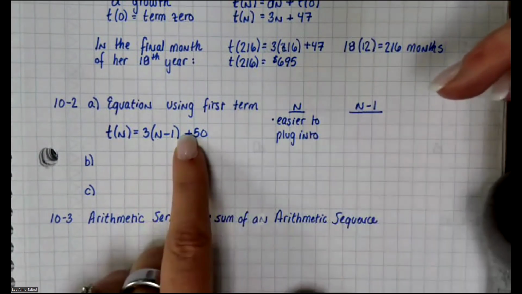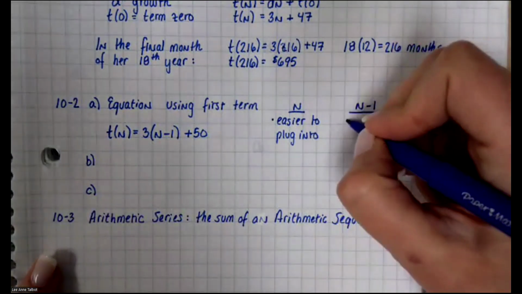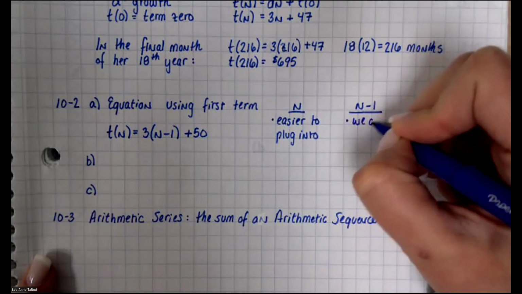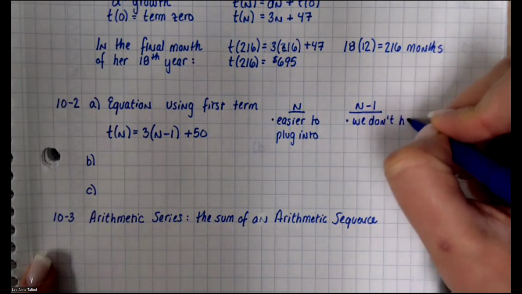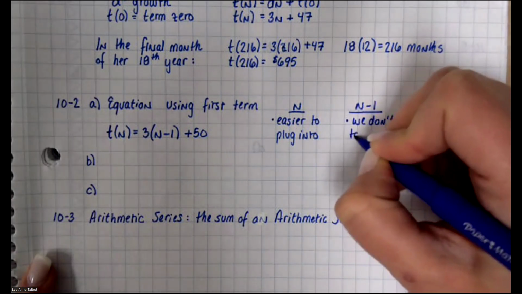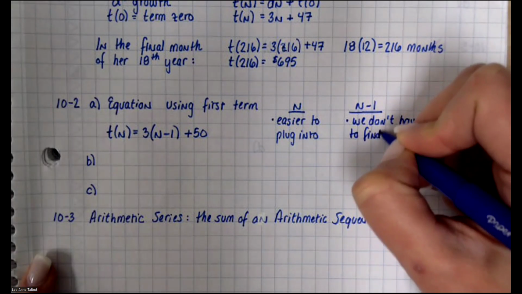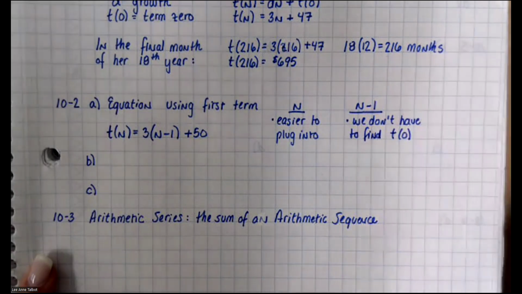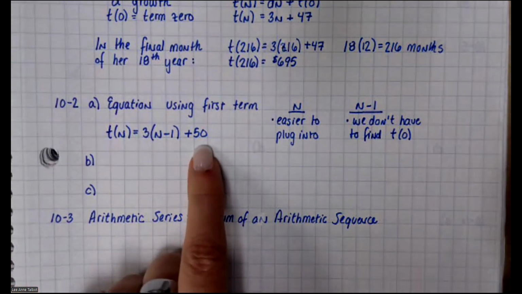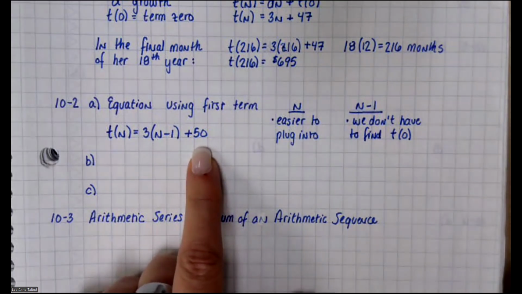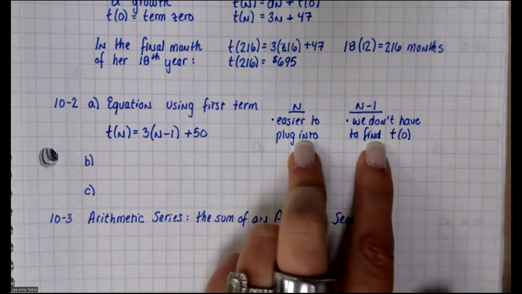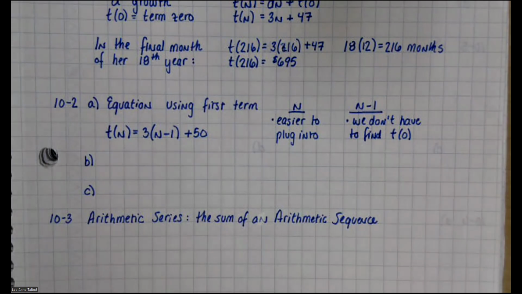However, this one is better because we don't have to find term 0. We can just use the numbers that were given to us in the problem. Both of these work, and it just kind of depends on your preference most of the time.